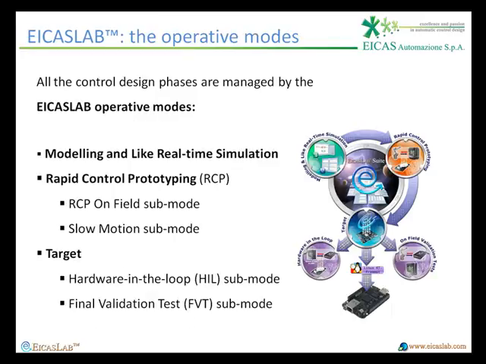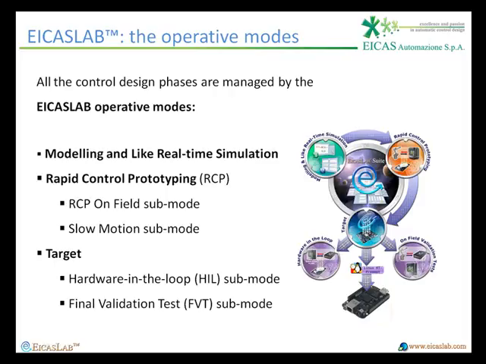All the control design phases are managed by the EICASLAB operative modes. The modeling and like real-time simulation mode allows to design the overall control algorithm and to test it in a simulated environment through like real-time simulations. Then, the Rapid Control Prototyping operative mode allows to validate the same control code already tested in modeling and like real-time simulation working with the real plant.